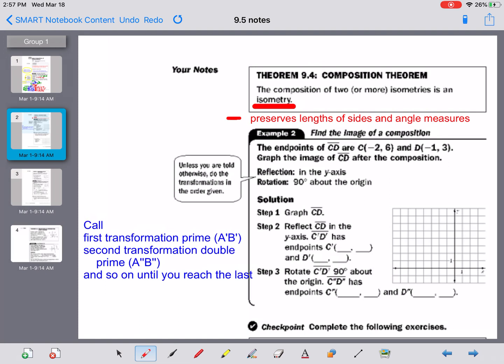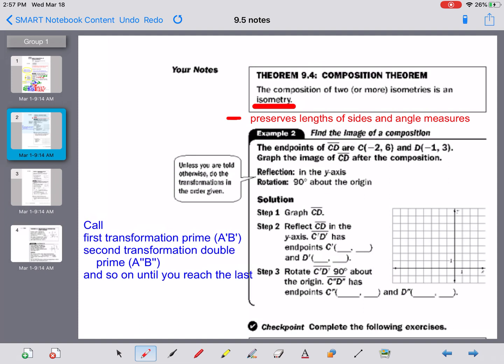The first one was a translation where we would slide it across the graph. This will definitely preserve the lengths of sides and angle measures because our shape doesn't change, it just slides somewhere. Our second one was reflections, where we take a figure and we flip it over a line to reflect it. Once again, this also preserves the lengths of sides and angle measures because, again, the figure doesn't change in size, it just moves across the graph across a line.